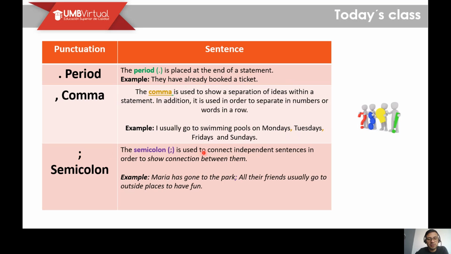We have also the semicolon, which is used to connect independent sentences in order to show a connection between them. So you have two independent statements, but they are connected in a certain way, like in contrast, adding information, or explaining reasons. So you use a semicolon. Maria has gone to the park; all their friends usually go to outside places to have fun.